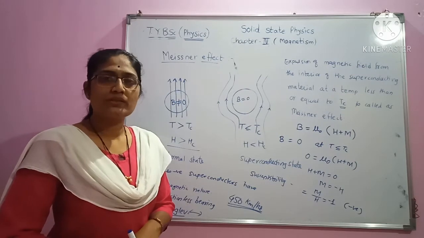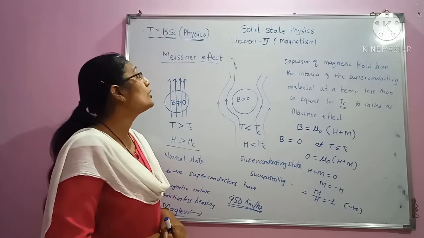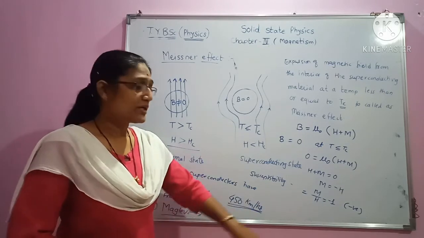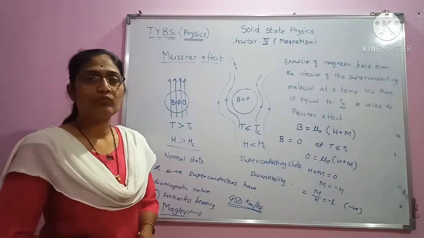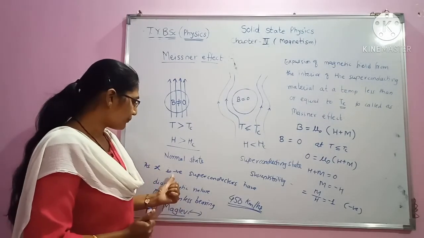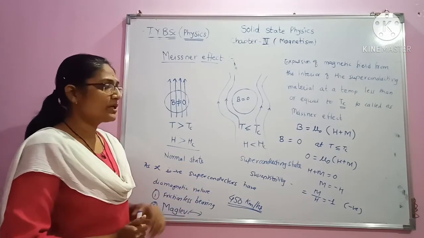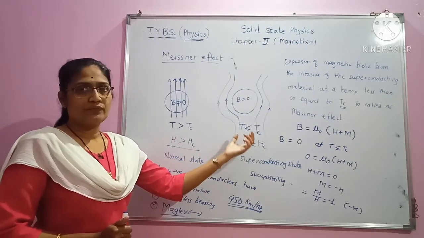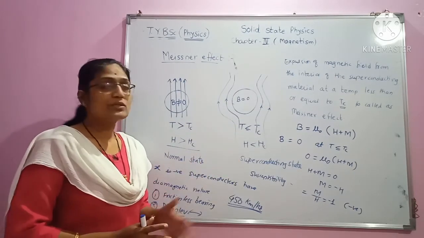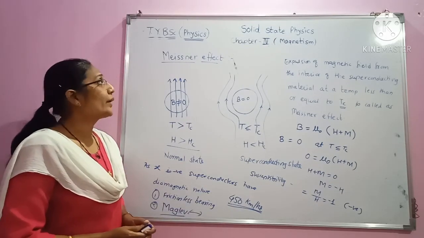But M upon H is nothing but the susceptibility of the given superconducting material, and this superconducting susceptibility value is found to be negative, and we know that for diamagnetic material the susceptibility value is negative, and hence these superconductors have diamagnetic nature. That is, most of the lines of flux will not penetrate through the material, but they will pass through the external field. This is all about Meissner effect.